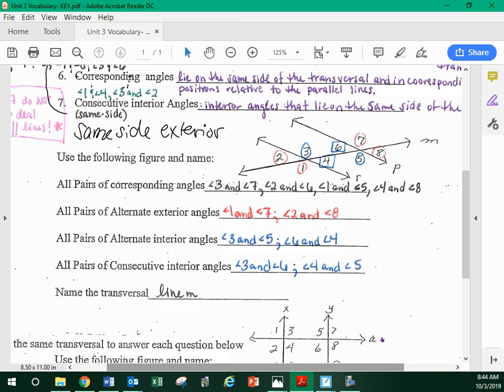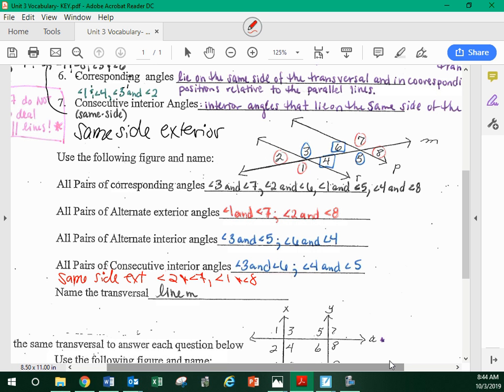Because the SL has added on same side exterior, let me go ahead and throw that in. What would be our same side exterior angles? Give me one pair of our same side exterior. 2 and 7, good. And what's our other one? 1 and 8. 1 and 8, good.